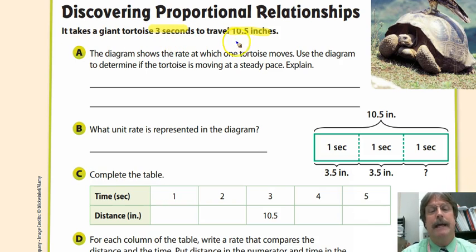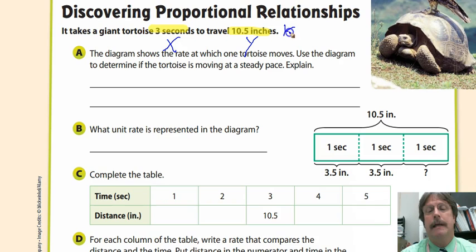I highlighted our information here already in the word problem. So we have 3 seconds and 10.5. It takes a giant tortoise 3 seconds to travel 10.5 inches. So the question you have to ask yourself now is, who controls who? Does the 3 seconds, our time, control the distance, the 10.5, or is it the other way around? It's going to be that time, which is going to be our x, is going to control our distance. How long you go in time is how far you will go.